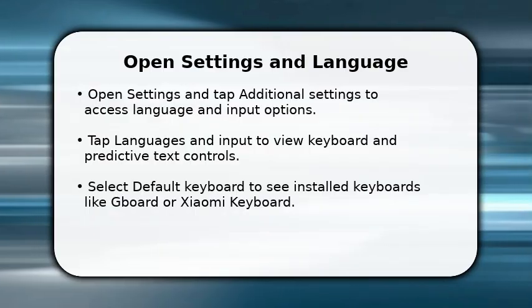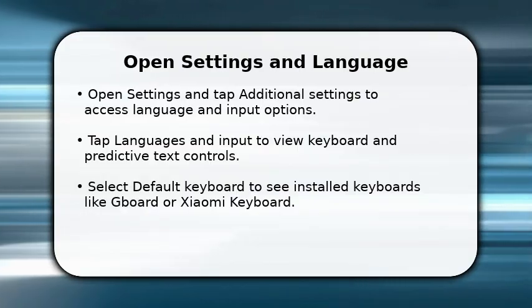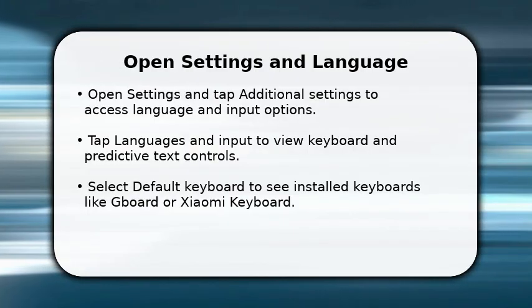Tap the Settings app on your Xiaomi device to begin. Scroll until you find Additional Settings and tap it to continue. Now tap Languages and Input to open Input Controls. You will see Default Keyboard listed near the top of the screen. Tap Default Keyboard to reveal installed keyboards such as Gboard or Xiaomi Keyboard.